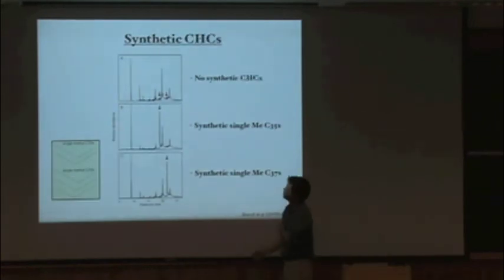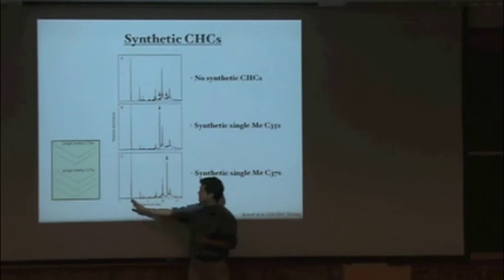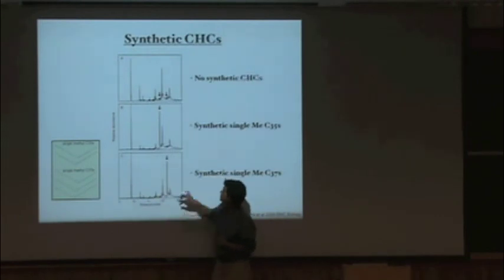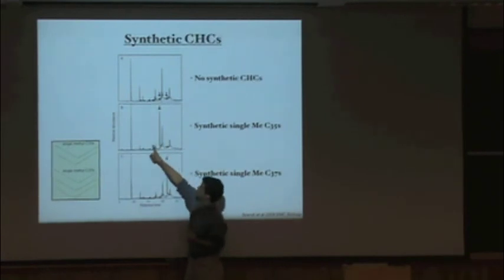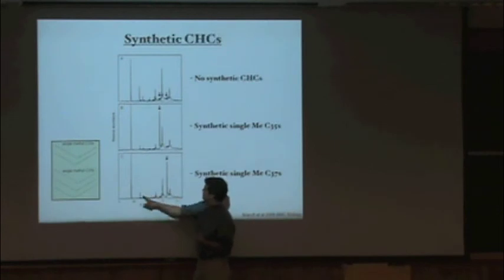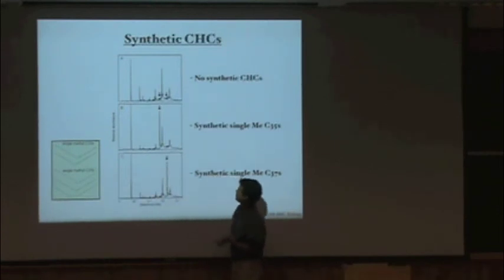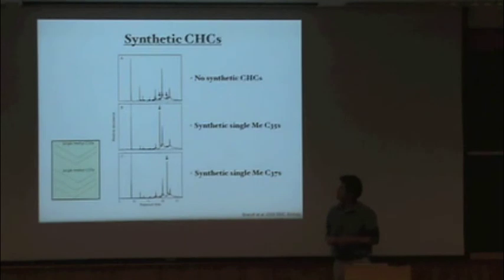Here are, again, gas chromatographs. On the x-axis we have time, on the y-axis we have concentration. This just shows that by adding chemicals onto the exoskeleton, we're only changing one of these peaks. There's the natural hydrocarbon profile at the top with these two peaks that we're going to manipulate, shown by the arrows. If we treat an ant with one of these C35s, we only change the concentration of this peak. The rest of the profile stays the same. Same thing here with a 37 carbon hydrocarbon. This just shows that we're only changing the particular chemical in the profile that we think we're changing.